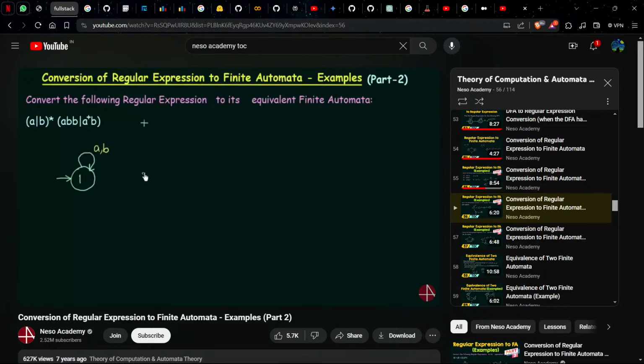So for that, let me make another state over here, which I will call state number 2. And we already studied that whenever we have a sequence of the form A, B, B, that means there is no plus in between, it is just written together like this. That means you just have to make separate states for them and make them keep moving forward.